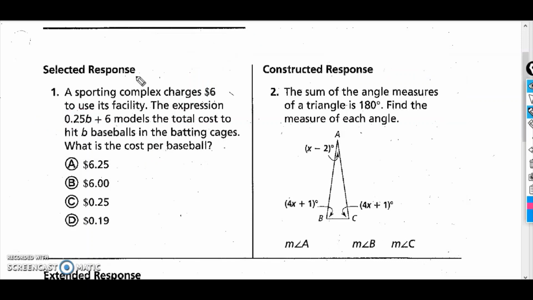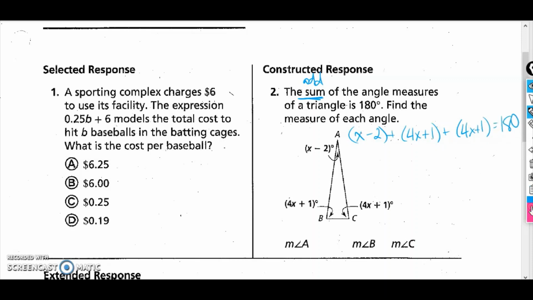Number 2. The sum of the angle measures of a triangle is 180 degrees, so that's the total. And sum means to add. Find the measure of each angle. So I know this plus this plus this should equal 180. So x minus 2 plus 4x plus 1 plus 4x plus 1 should equal 180.